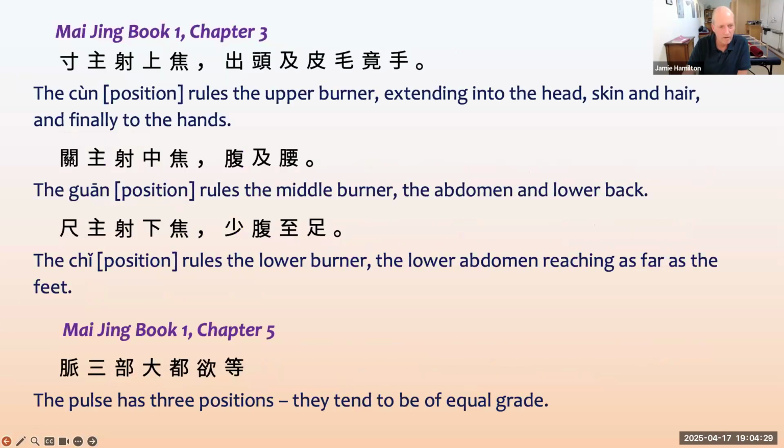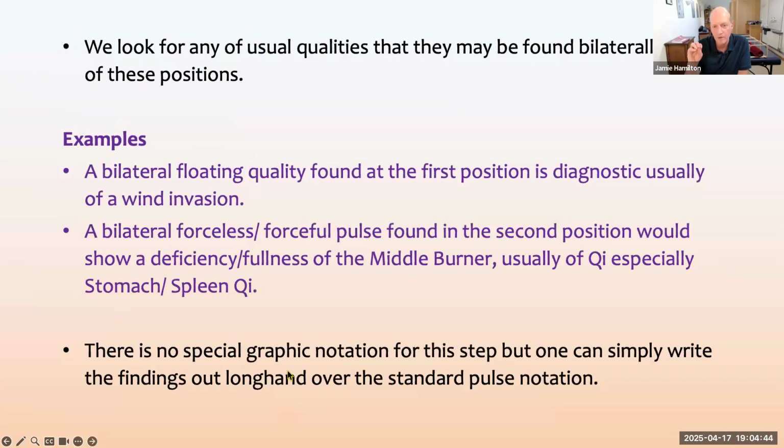Just going back to the phrase that we had here: the pulse has 3 positions. They tend to be of equal grade. So that's just a reminder that we want them to be equal. You could be looking for a gap in the evenness or an unusual fullness.